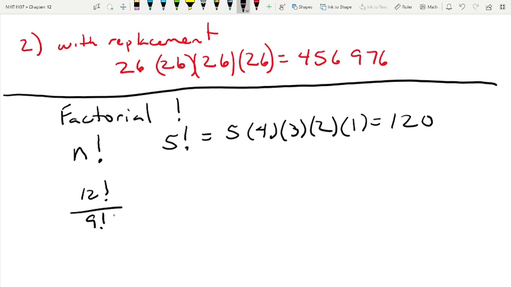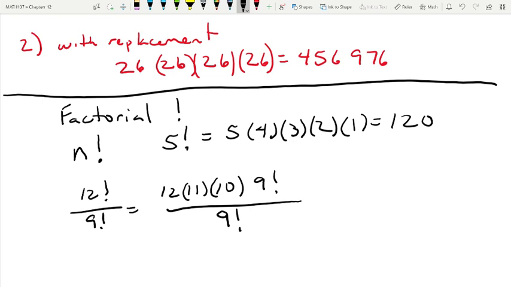Okay. And then if I had something like 12 factorial divided by 9 factorial, well, we could say this is going to be 12 times 11 times 10 times 9 factorial over 9 factorial. And then that cancels with that. And so we're left with 12 times 11 times 10. And this comes out to be 1,320.